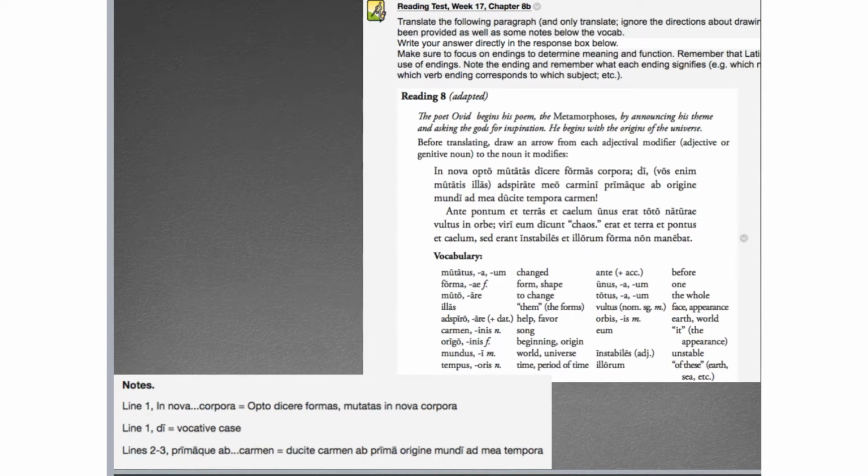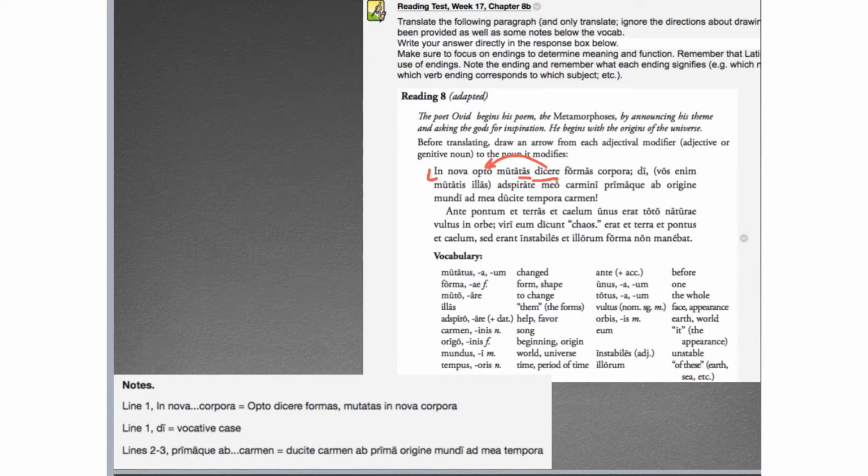So, in nova fert animus mutatas dicere formas corpora. In nova, in is obviously a preposition. Nova seems a little isolated, so we're going to hold off on that. It might be on its own. It might be agreeing with something. Opto is our verb. You might know it from your vocab. It means I want or I choose. So it's one of those verbs that takes an infinitive. Dicere is an infinitive that's going to go with opto.